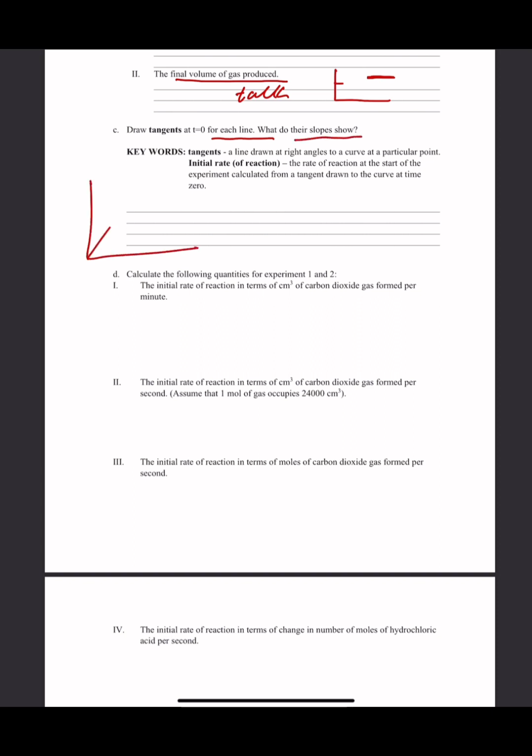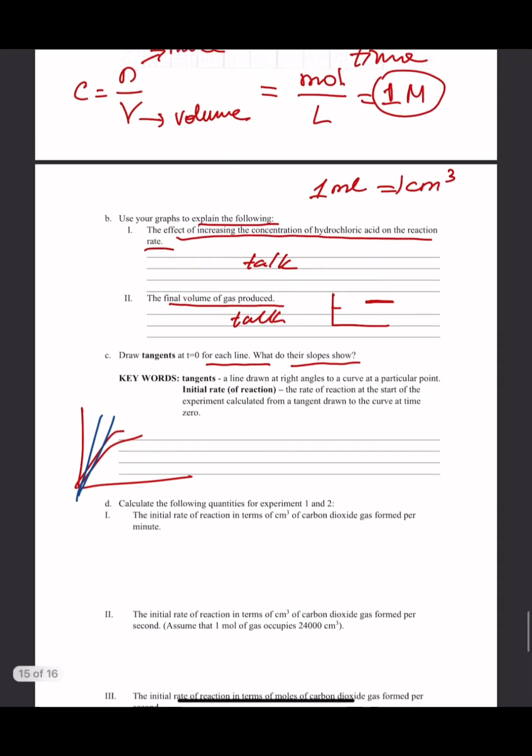So you have two graphs, so you need to draw tangents. Okay, you need to draw your tangents. So you're gonna do your tangents, but the thing is, guys, you need to print your report.